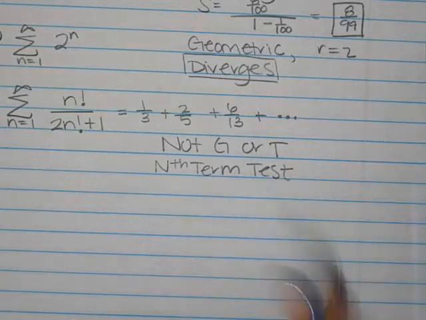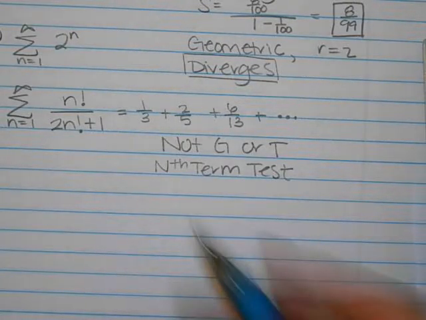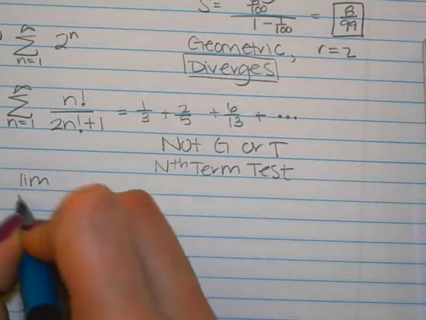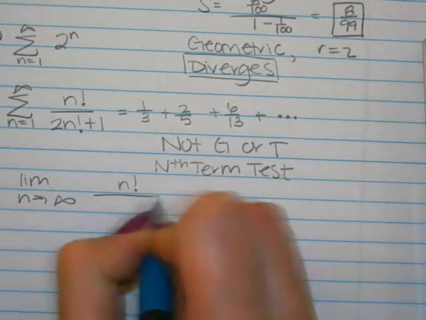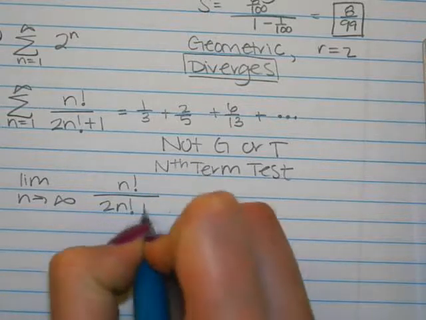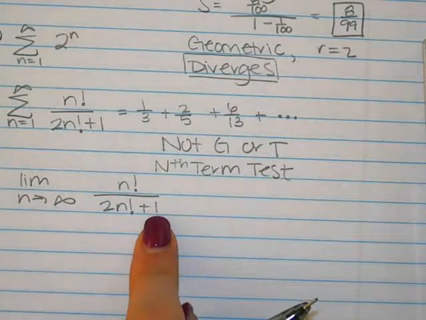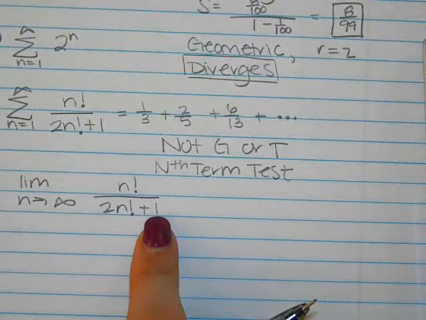So if we think about this, when we look at the limit as n goes to infinity of n factorial over 2n plus 1 factorial, is the plus 1 going to make any difference in our problem? No.